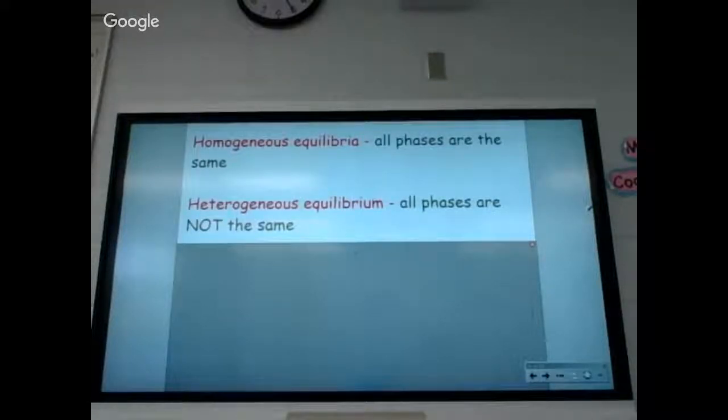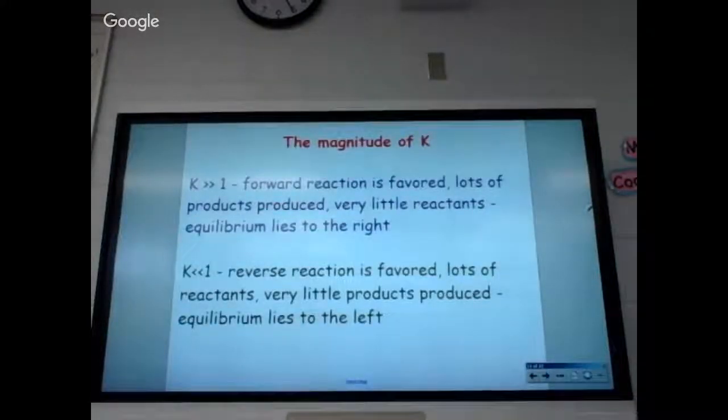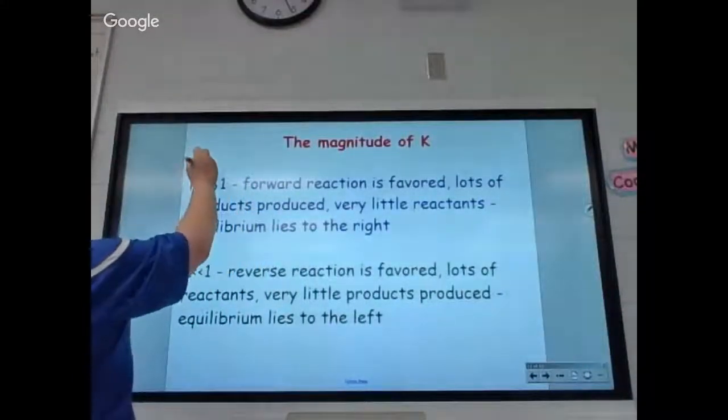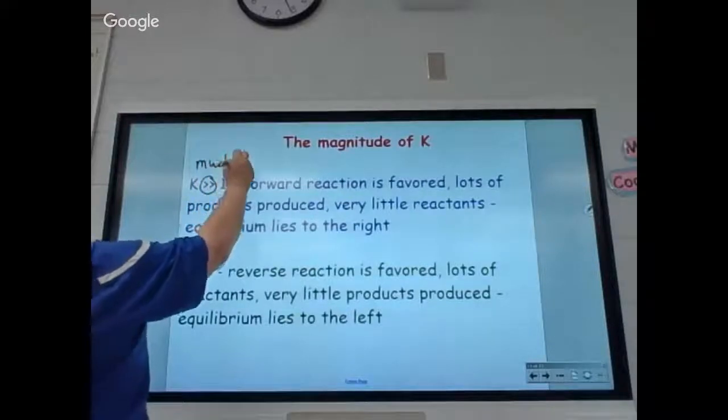All right. So the last thing we're doing today, before we practice, is the magnitude of K. So we just calculated K. What does K mean? What does it tell us? What's the point of this and why I made you do it aside from you're in chemistry and I'm just being difficult? All right? K can be three things. K can be much greater than 1 or much less than 1. Now, notice that I drew 2 greater than signs up here. Okay? This means much greater than.